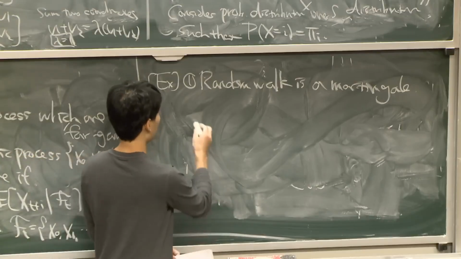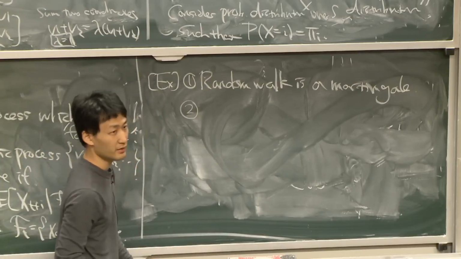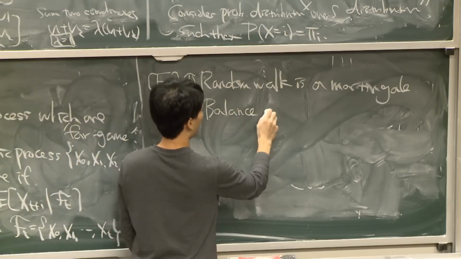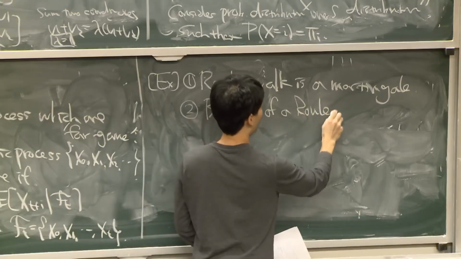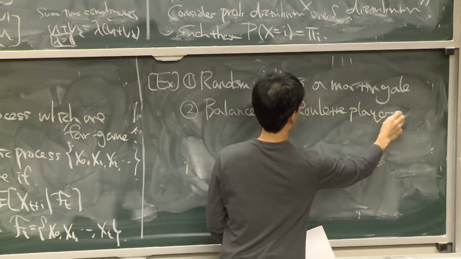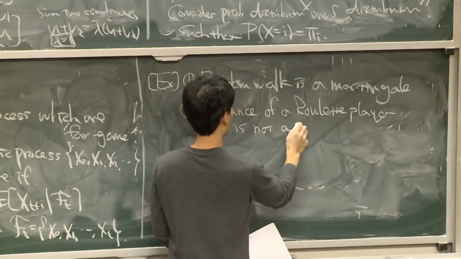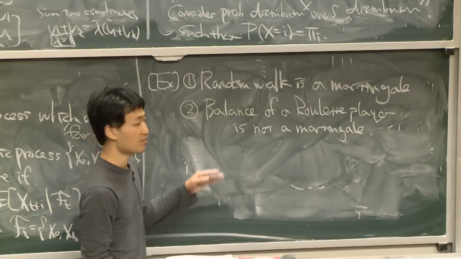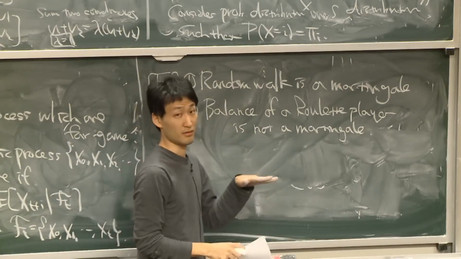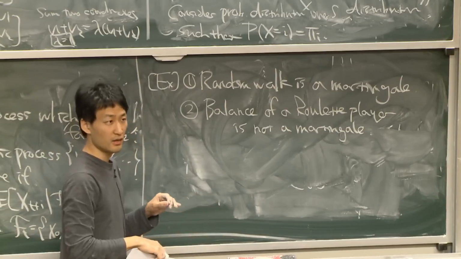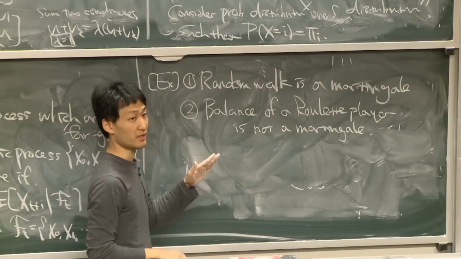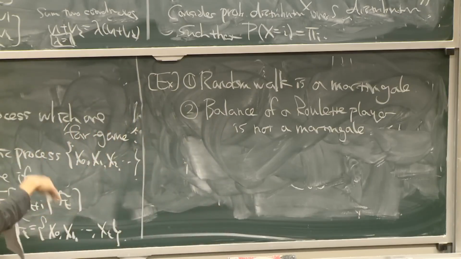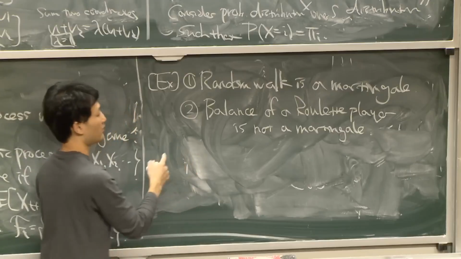Okay, second one. Now let's say you're at a casino and you're playing roulette. The balance of a roulette player is not a martingale, because it's designed so that the expected value is less than 0. You're supposed to lose money. Of course, at one instance, you might win money. But in expected value, you're designed to go down. Right? So it's not a martingale.